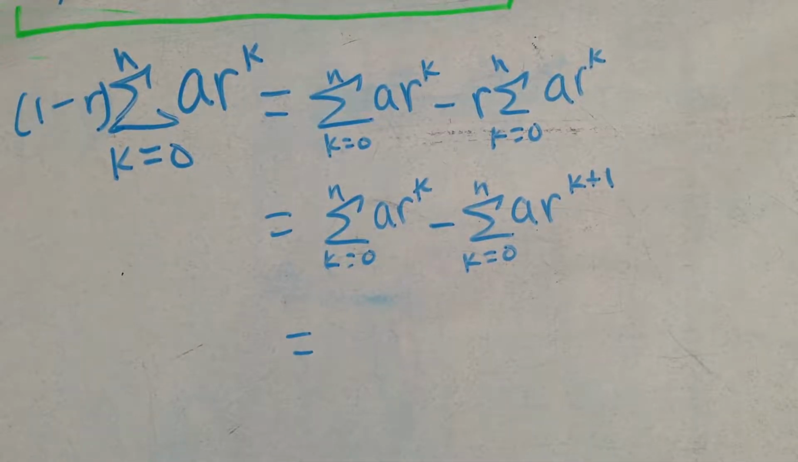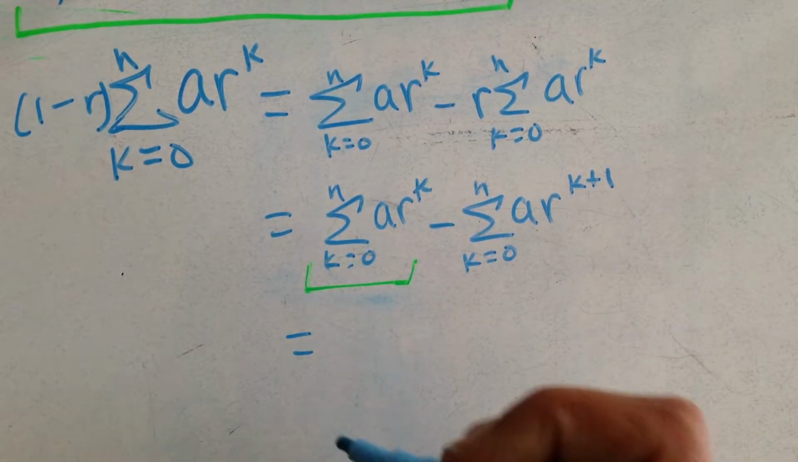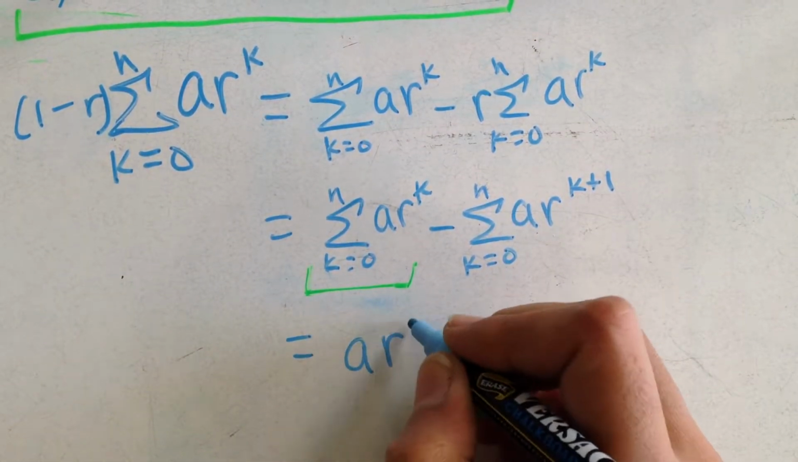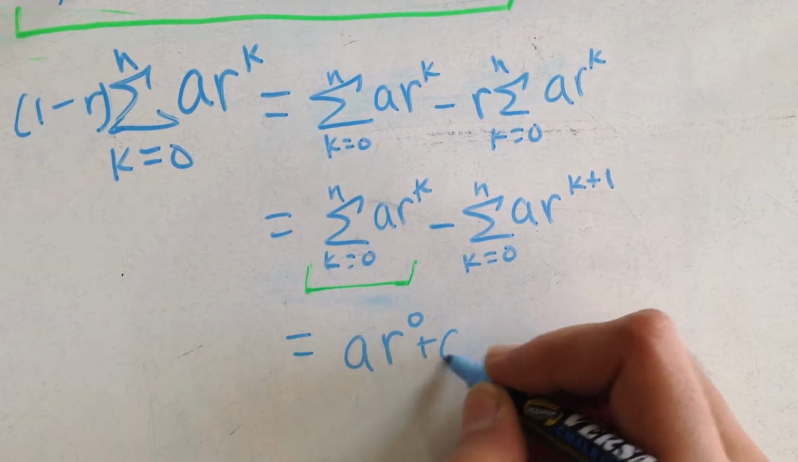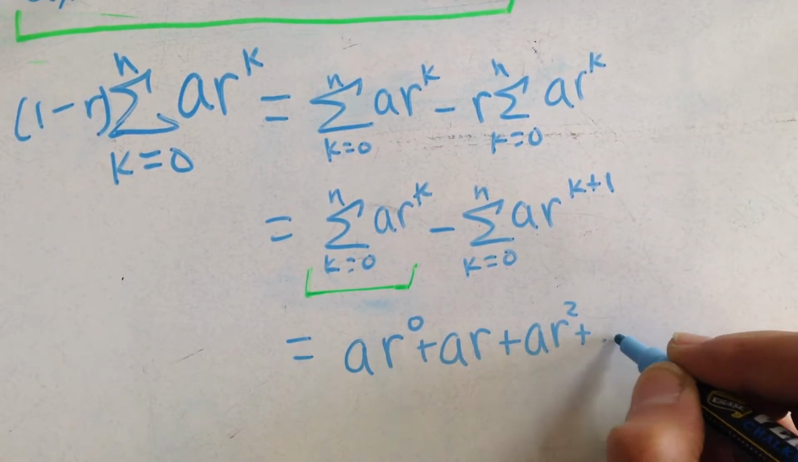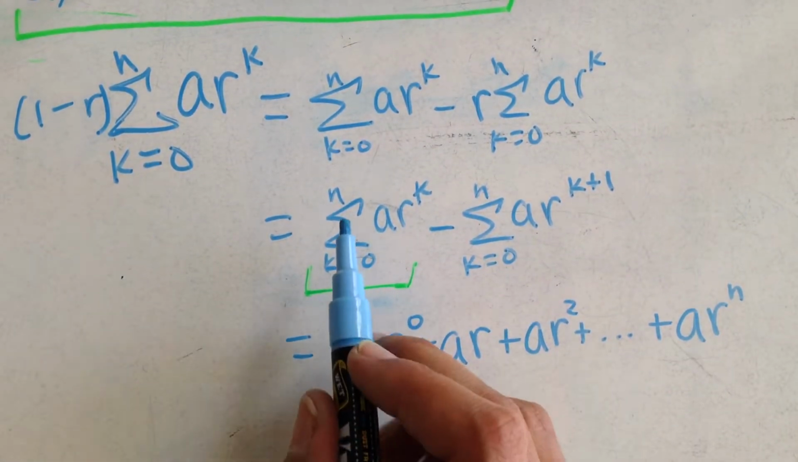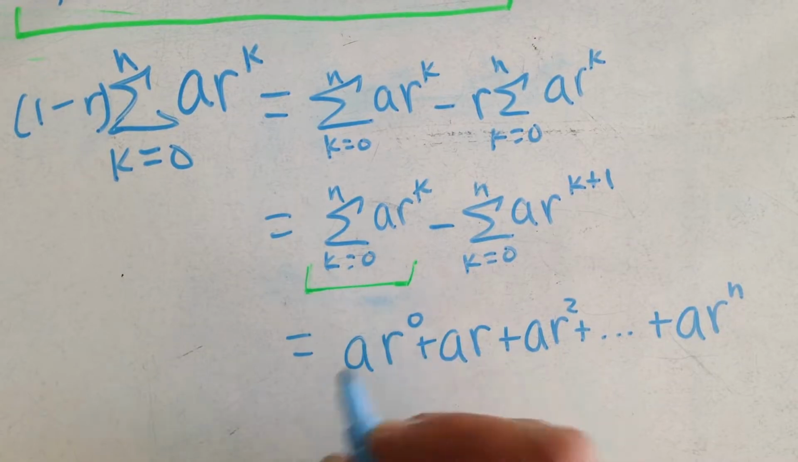Now if we think of the expansion of these terms, for this first part we get a times r to the power of 0, plus a times r, plus ar squared, plus and so on, plus a times r to the n. Remember, this is a partial sum, so it's stopping at n.